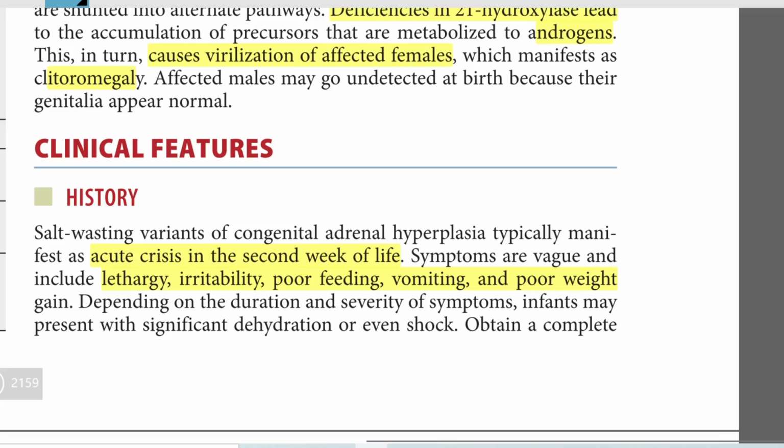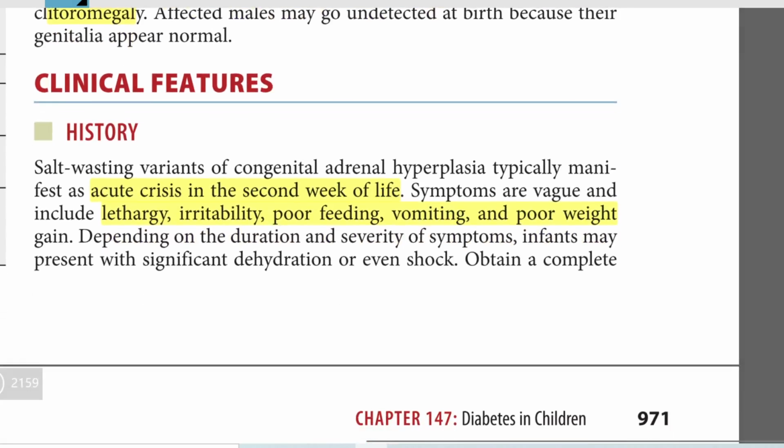Most of them will have an acute crisis in their second week of life, and symptoms include lethargy, irritability, poor feeding, vomiting, and poor weight gain, because there is salt wasting. Depending on the duration and severity of the symptoms, infants may present with significant dehydration or even shock.